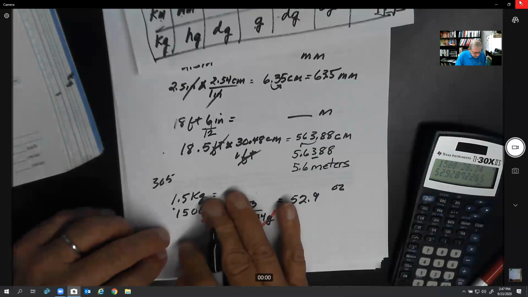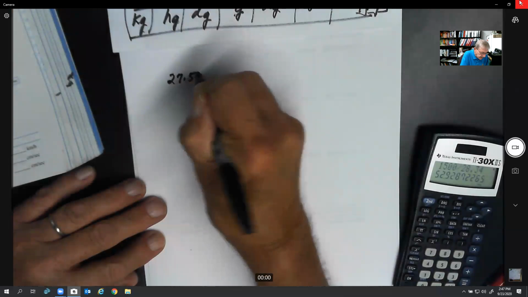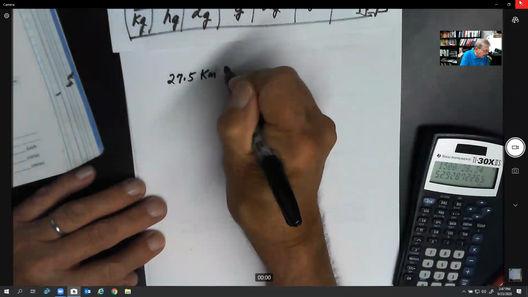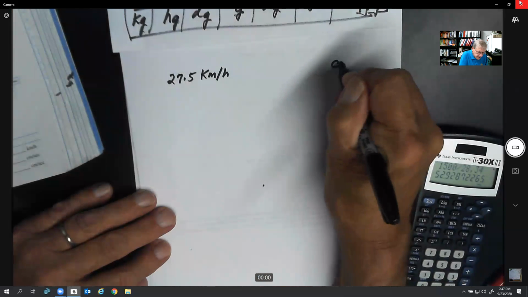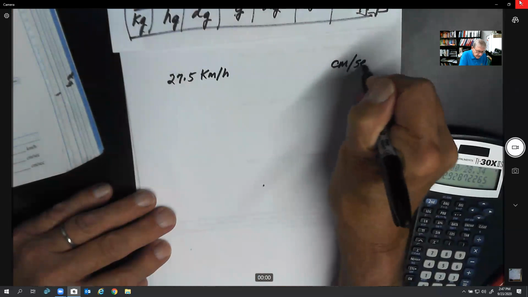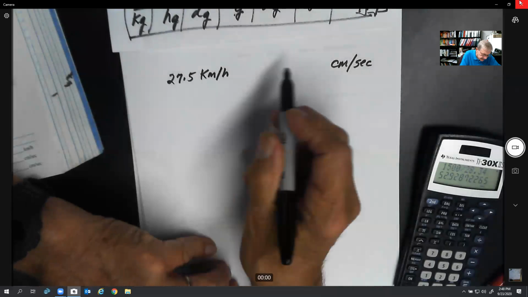Here's another problem. This is on 309. We want to convert 27.5 kilometers per hour to centimeters per second. Looks kind of hard, huh? Okay, so first of all, let's change kilometers to centimeters.